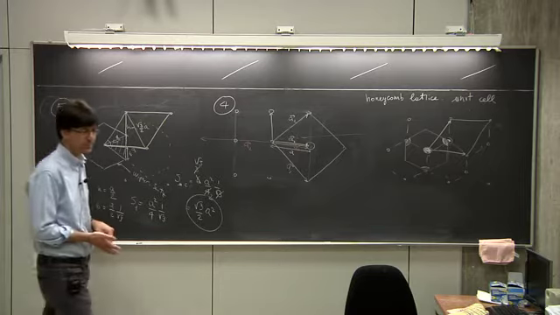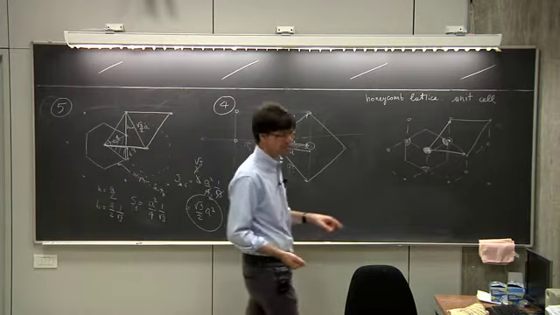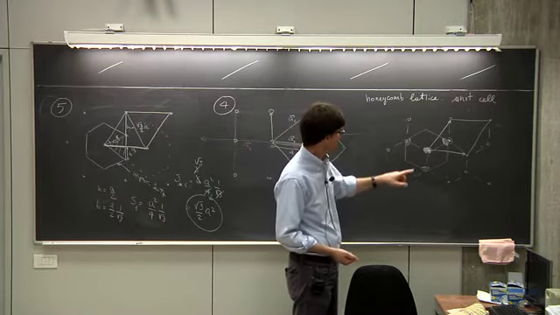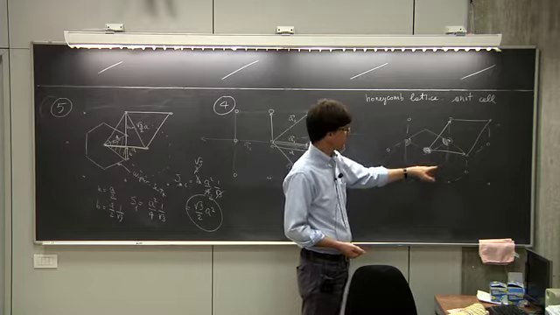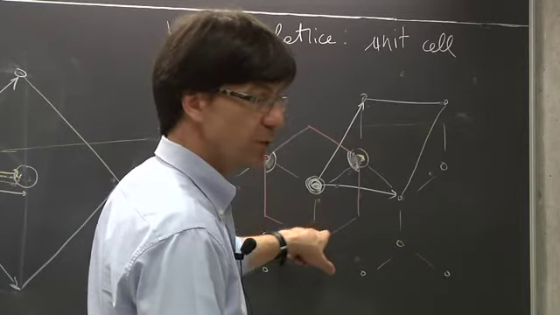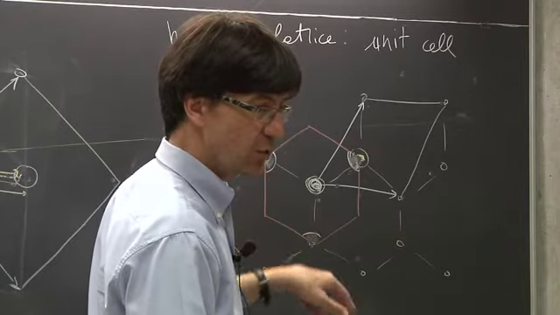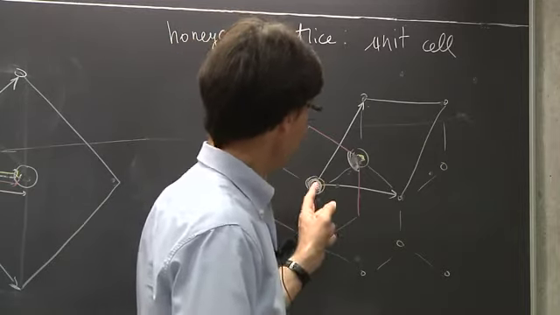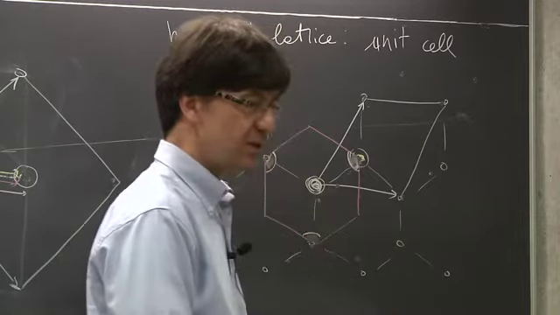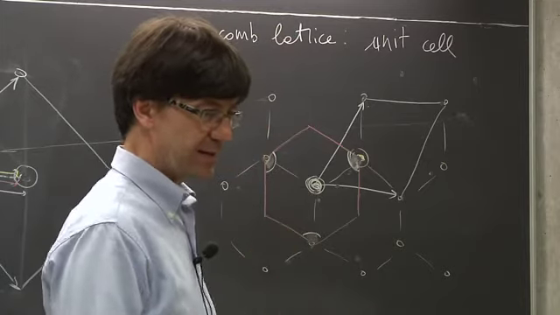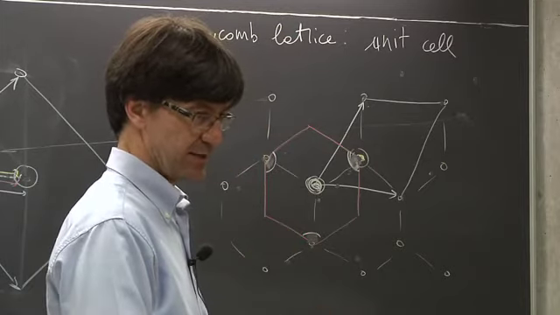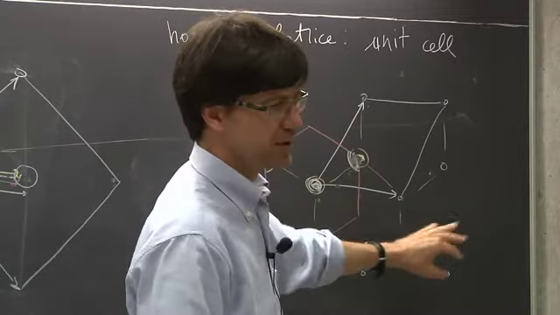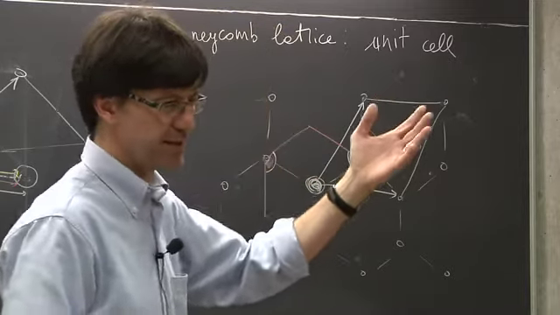Yes? When we drew this Wigner-Seitz cell, isn't it at the half between the two? So the question is, when we draw the Wigner-Seitz cell, should the edges go halfway? You have to be careful. The Wigner-Seitz cell is the unit cell of the triangular lattice that generates the honeycomb lattice. So you have to forget about the yellow points. The yellow points are points in the basis.